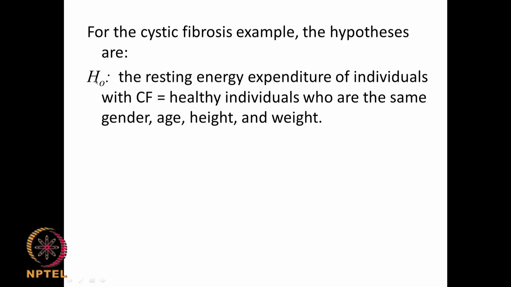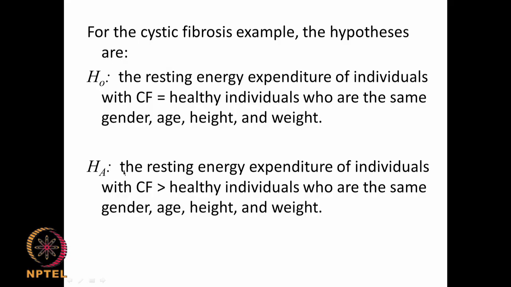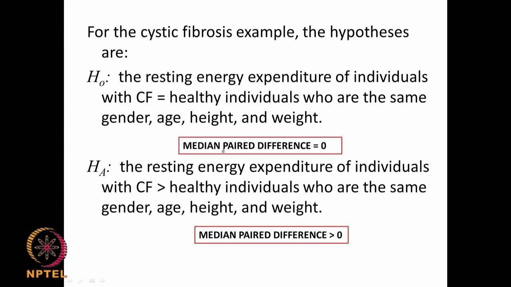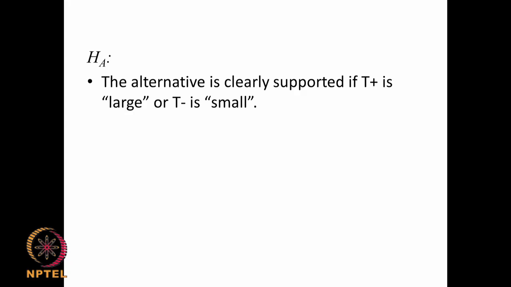So the H naught here is that the resting energy expenditure of individuals with CF is equal to that of healthy individuals of the same gender, age, and height. That means there is no difference in the energy spent by CF and non-CF individuals. And HA, the alternate hypothesis, is that the resting energy expenditure of individuals with CF is greater than that of healthy individuals after adjusting for gender, age, height and weight. So we are doing this paired difference: 0 for H naught, greater than 0 for HA. Do you understand? We take the smaller of the two, in this case the minus, which is 7.